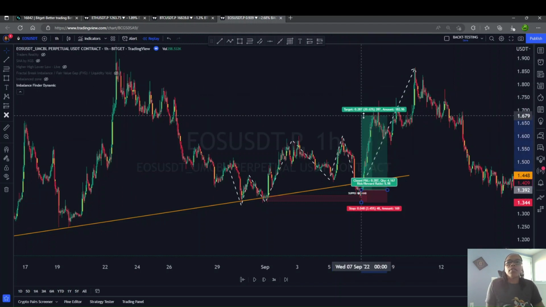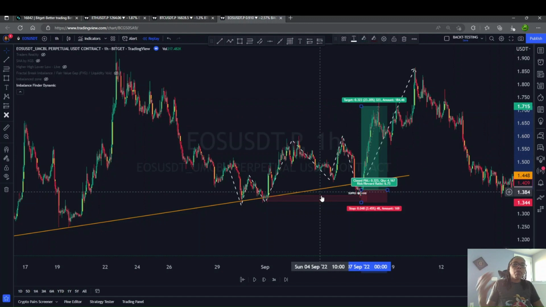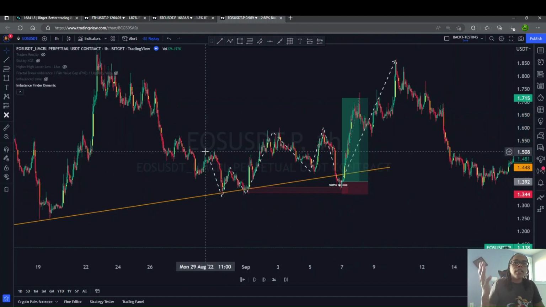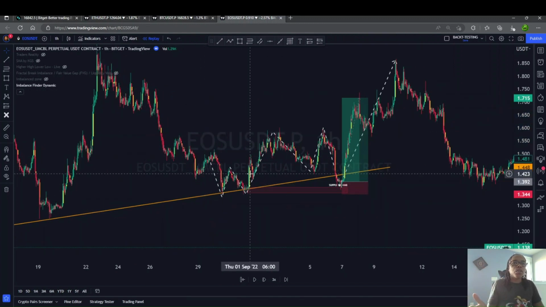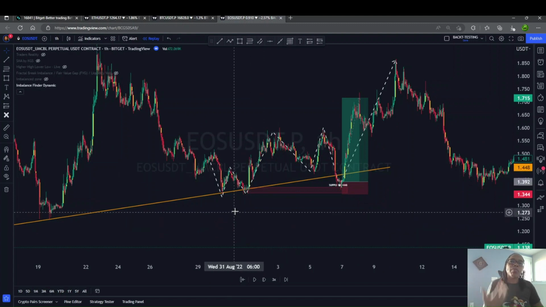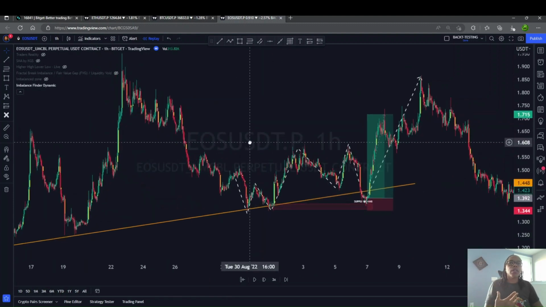If you want to be more conservative, you could have been in the middle. If there is an imbalance that hasn't been eaten yet, like I think there's one right here, you could have set it there, still made good profits. Point is, all of these, understanding the structures, are important for you to understand where price may or may not go.